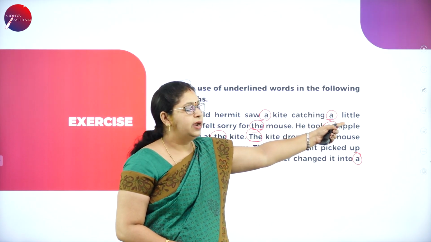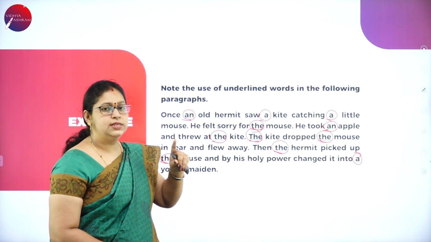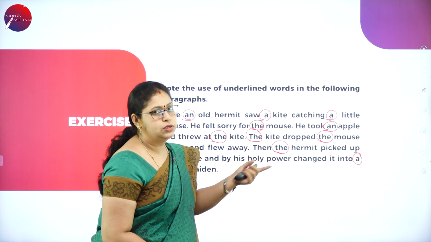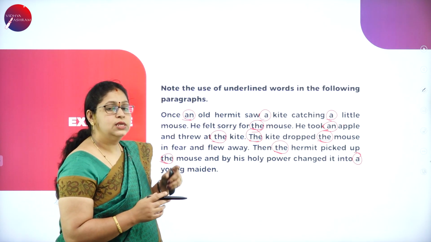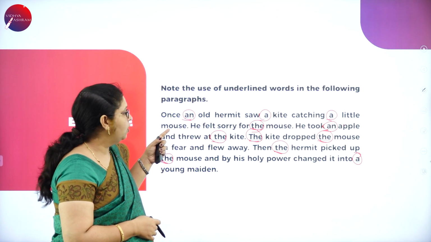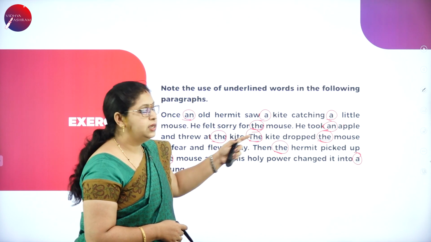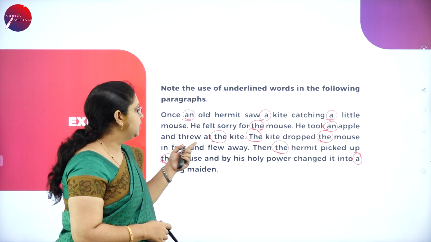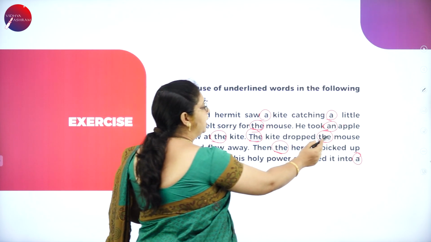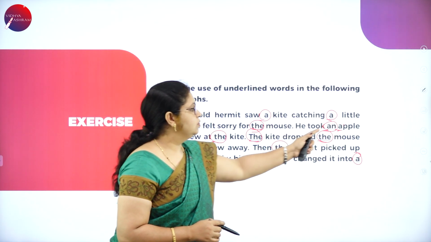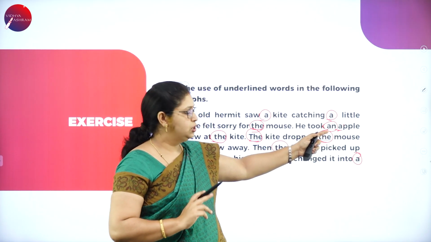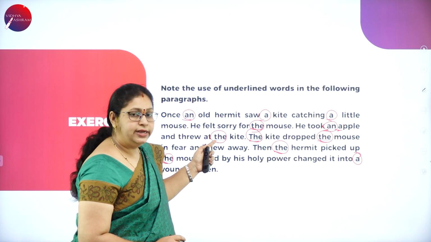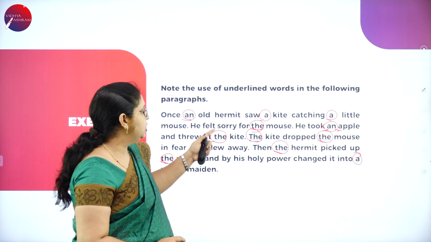He felt, this is an adjective actually, little is an adjective. It is telling about the mouse, how the mouse is, the noun. Okay. He felt sorry for the mouse. Now why the mouse? Because it is already mentioned earlier in this paragraph. So here we are using the particular definite article, that is the. He took an apple and threw at the kite. So an apple, this has the vowel sound, so we are using an, and it is singular, one apple. So an apple and threw at the kite. Again here we are using the definite article the, because kite is already mentioned in the paragraph.